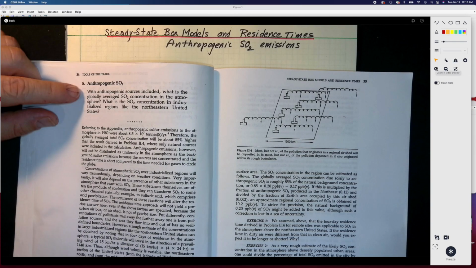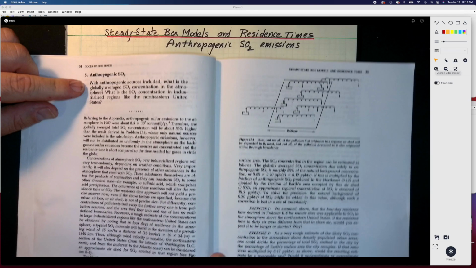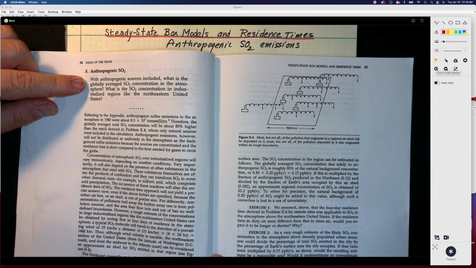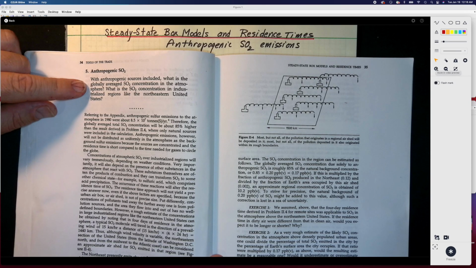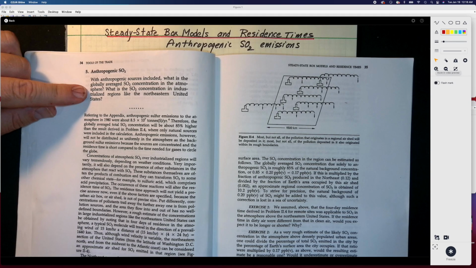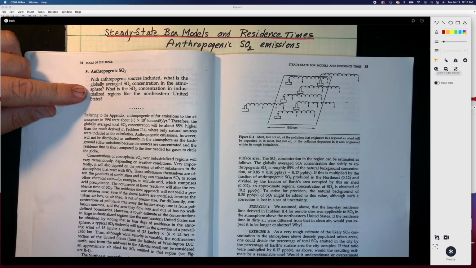And so that means that sulfur dioxide emissions will not be well mixed through the whole atmosphere because they leave the system before they have a chance to be transported over the whole globe. So the question in this particular problem is, with anthropogenic sources included, what is the globally average sulfur dioxide concentration in the atmosphere? So that's for the whole globe. And then what is the SO2 concentration in industrialized regions like the northeastern United States?